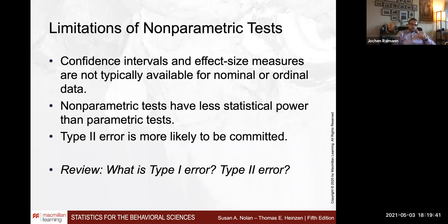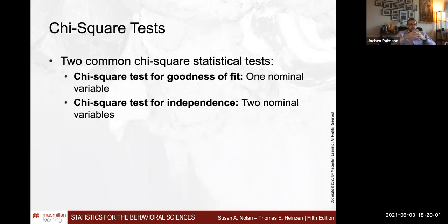So type 1 error and type 2 error. Statistical power prevents you from committing a type 2 error, and this is more likely with a non-parametric test. So for that very reason, it's not your go-to, because you'd rather have something which is more appropriate and prevents you from a type 2 error. Good.